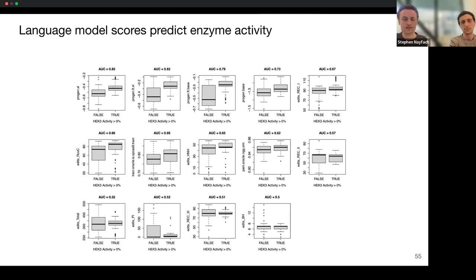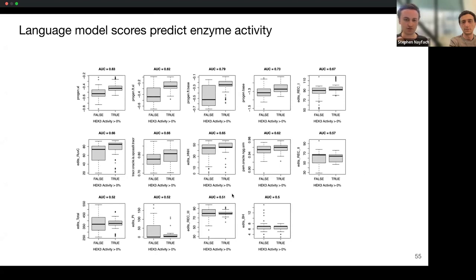So these different panels are sorted by how well a given score could classify a protein as functional for true or non-functional for false at this site. And you can see things like the edit distance from SP-Cas9 tend to be the least predictive. So those are the ones in the bottom row, as well as some of the second row.